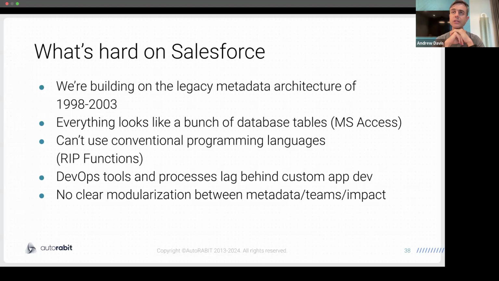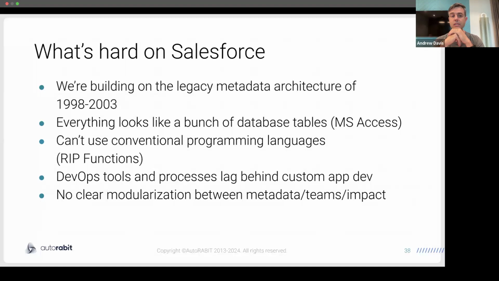You can't use conventional programming languages. So if you have skill from Python or Ruby or something like that, you can't use that to build on Salesforce. And that actually keeps a lot of traditional developers out of Salesforce, which means the Salesforce community is not benefiting nearly as much as it might from the knowledge and skills of traditional software developers.